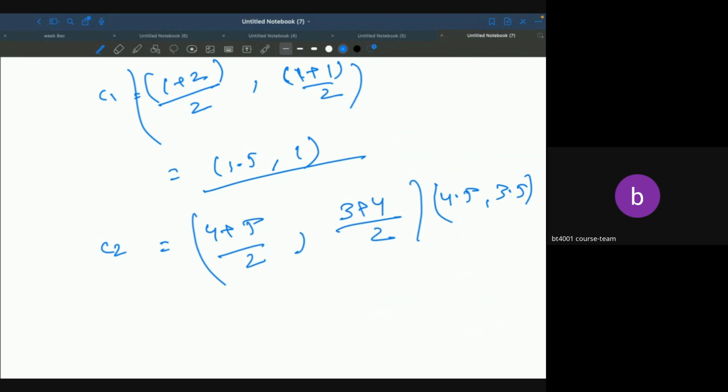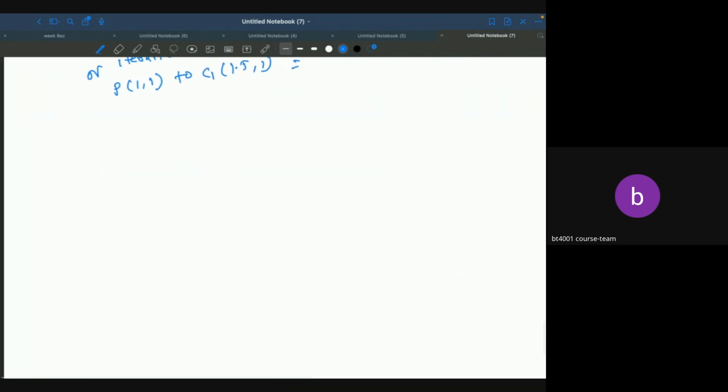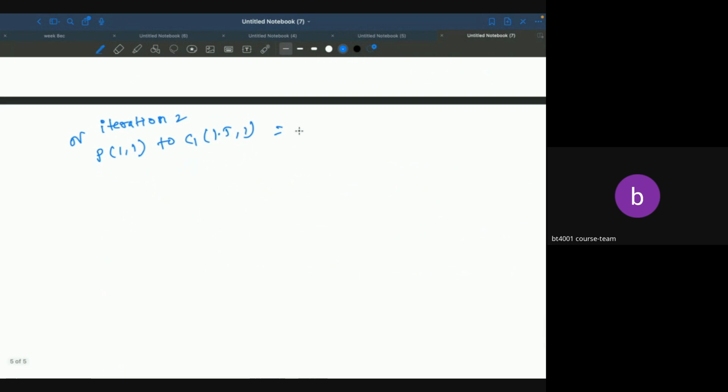Okay, now let's do iteration 2, right? So in iteration 2, what you have to do? Again you have to find all the distances. P(1,1) to C1 (1.5, 1). If you calculate, it will be root of (1 minus 1.5) square plus (1 minus 1) square, which is 0.5.